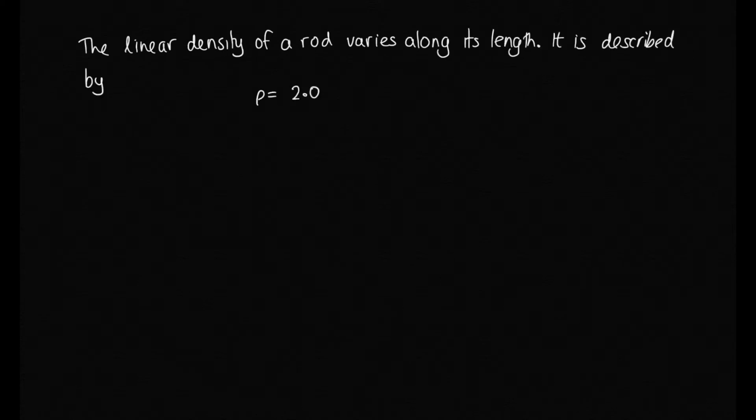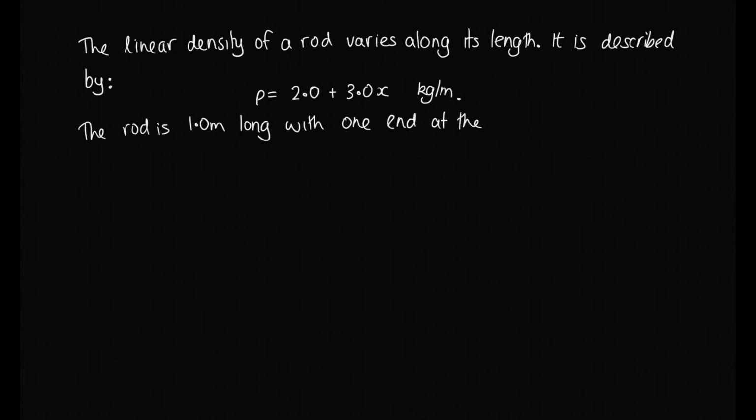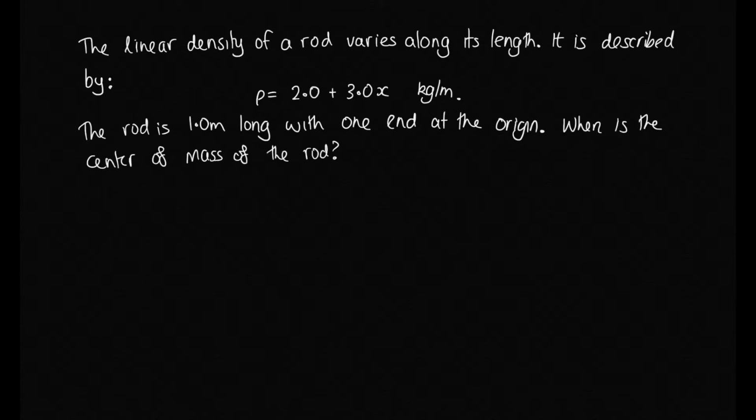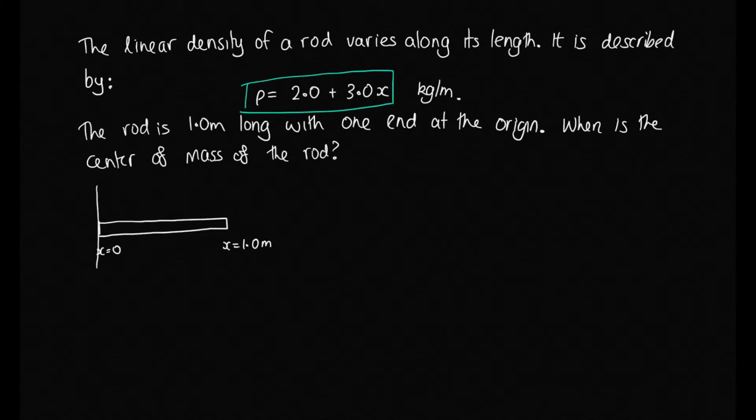So the question is, the linear density of a rod varies along its length. It is described by rho equals 2.0 plus 3.0x kilograms per meter. The rod is 1.0 meters long with one end at the origin. Where is the center of mass of the rod? Okay, so in order to work this out, let's start by drawing a diagram. Here's our rod. We've got one end at the origin at x equals 0 and the other end at x equals 1.0 meters. We've got our equation up here to describe the density of the rod.